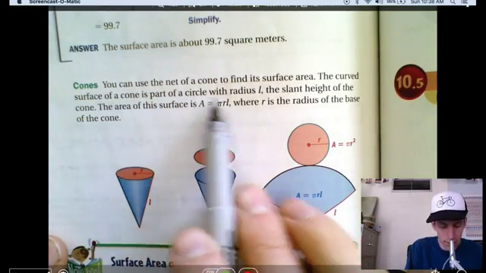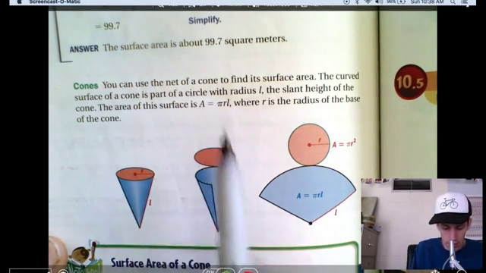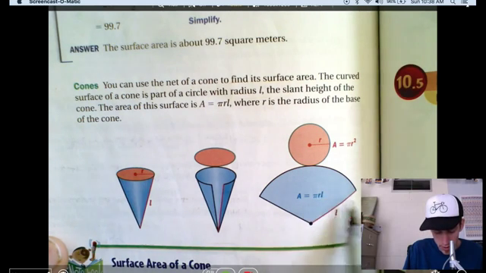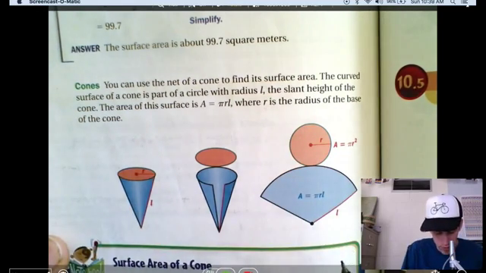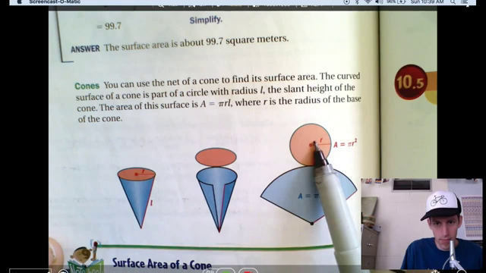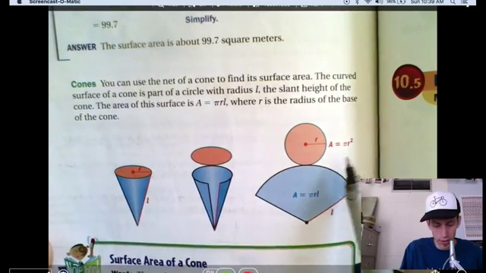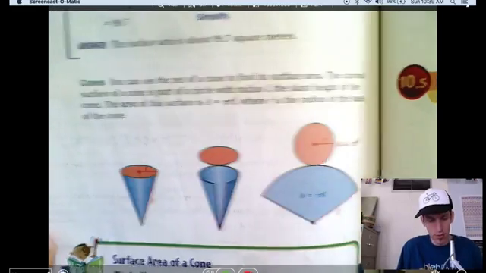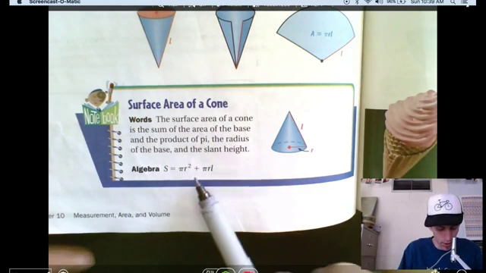So, the curved surface of a cone is part of a circle with radius L, the slant height of the cone. The area of this surface is A equals pi RL. Pi times radius times L. Interesting. Where R is the radius of the base of the cone. So it looks like we're going to do this. We need the area of this plus the area of this. So our formula is going to be pi r squared for the area of the base, plus pi RL. And indeed, that is the official surface area of a cone formula.